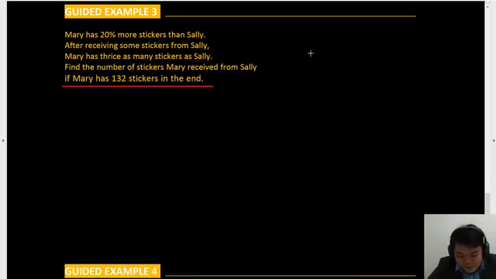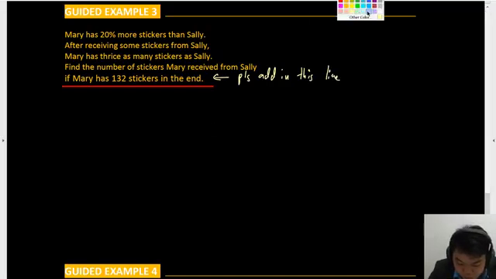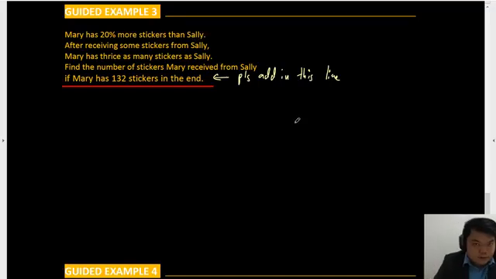Okay, so now let's move on. Let me just write this in. Mary has 20% more stickers than Sally. First things first, whatever you do, you want to simplify the percentages into a fraction first. This will make your problem solving a lot easier. 20% means that you have 20 blocks out of a total of 100 blocks. And then that simplifies down to 1 out of 5.